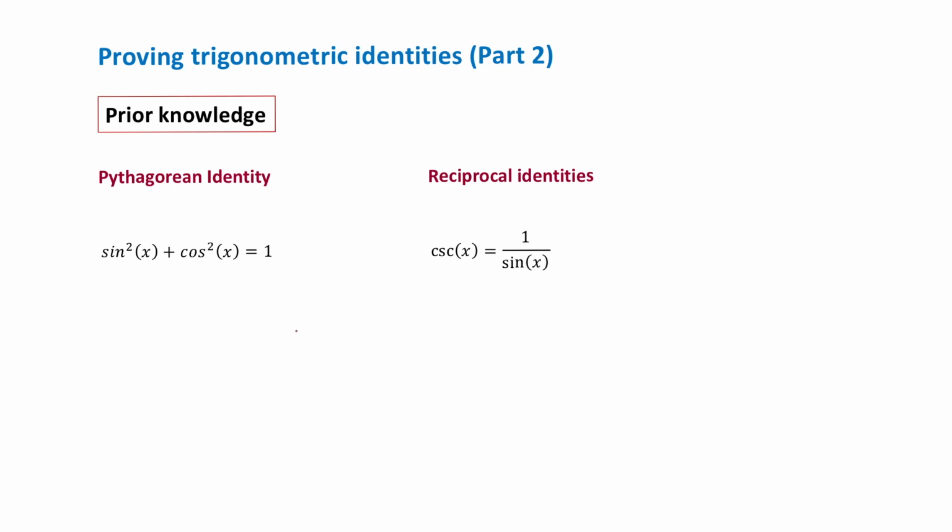In today's lesson, we are going to be proving trigonometric identities. I have selected two identities that we are going to prove step by step. Before we begin, we are going to make some assumptions. We will assume that you are familiar with this Pythagorean identity and that you are familiar with this reciprocal identity.